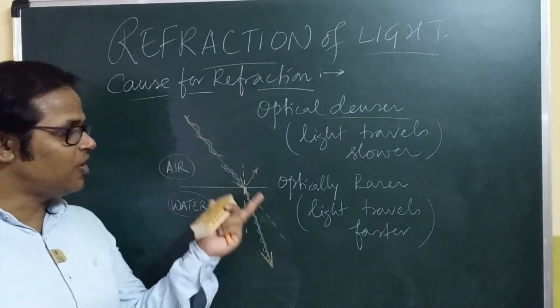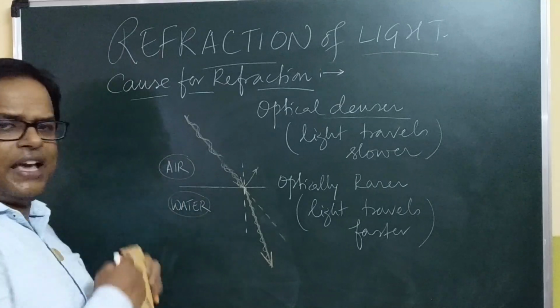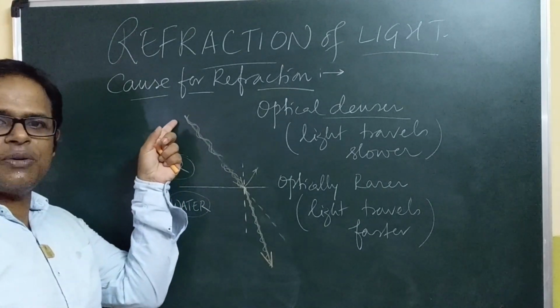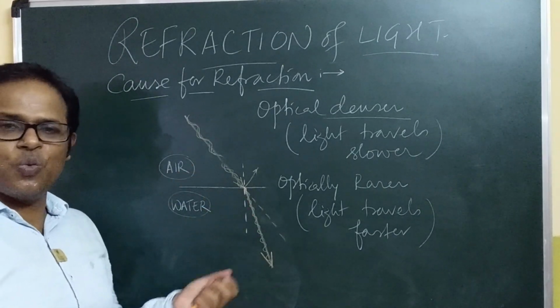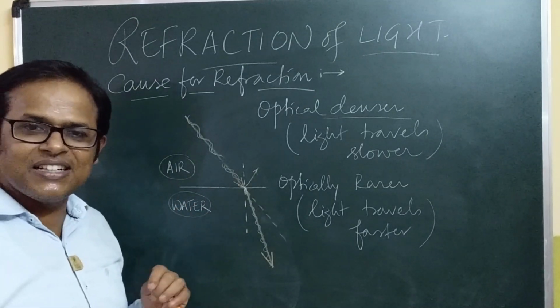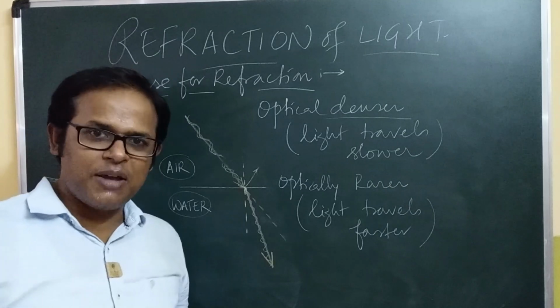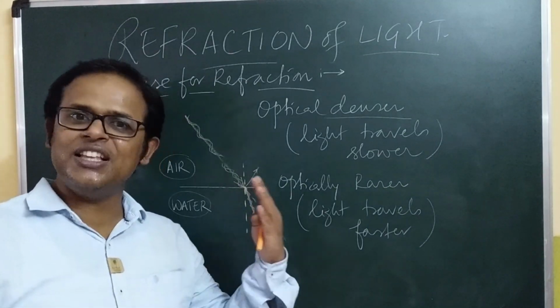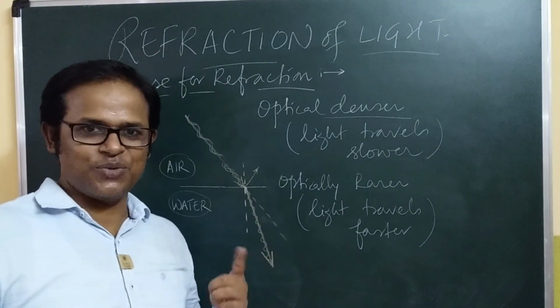Optically denser, optically rarer. It means in this case, if the ray of light is coming from air and getting into water medium, so in one of the mediums the light should have been traveling faster, in the other medium the light should have been traveling relatively slower. Okay, that is what I mean to say.